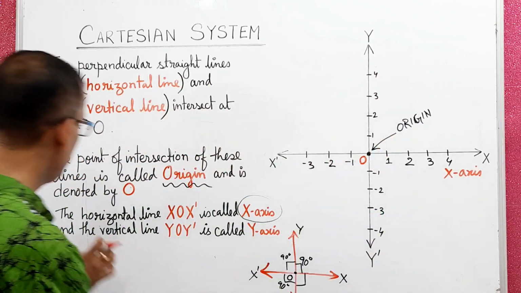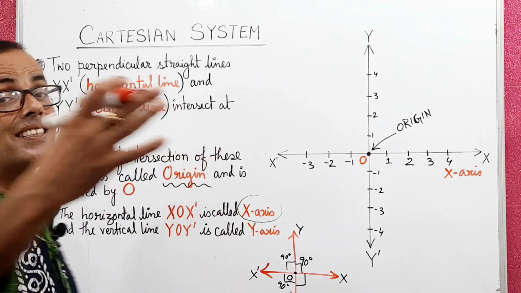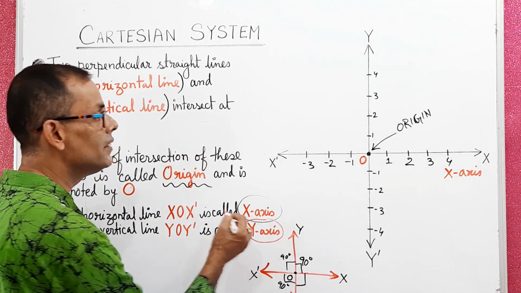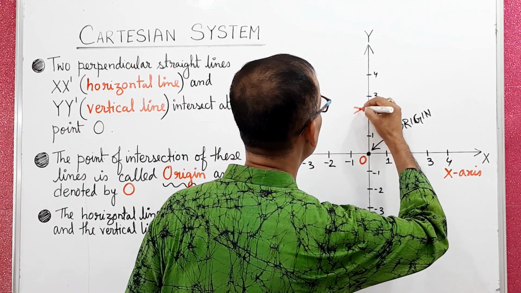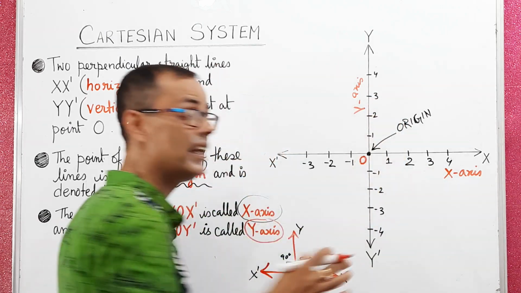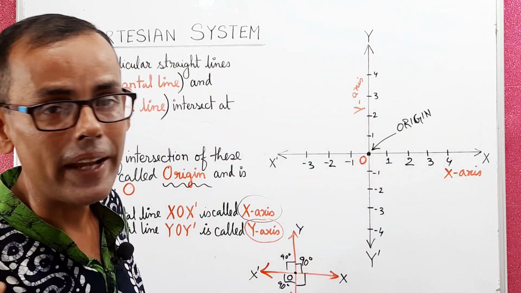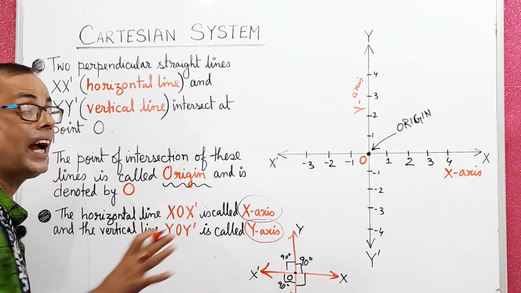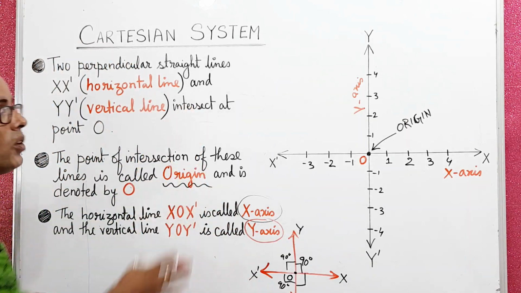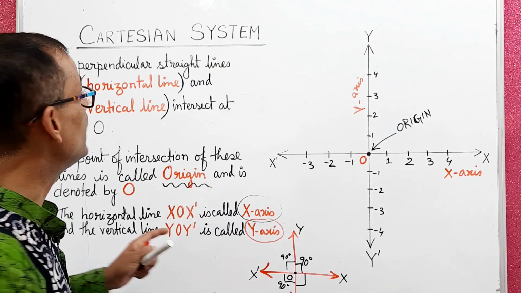And here, if you see the vertical line or the standing line, what is the name? Y axis. So what is this line's name? Y axis. Clear? So one is the x axis, one is the y axis. Up to this much, I think you have understood these three concepts regarding the Cartesian system.